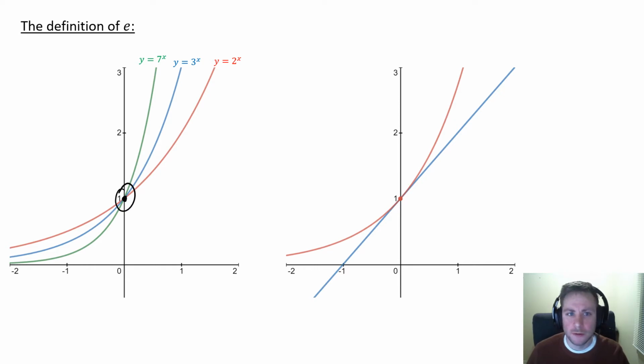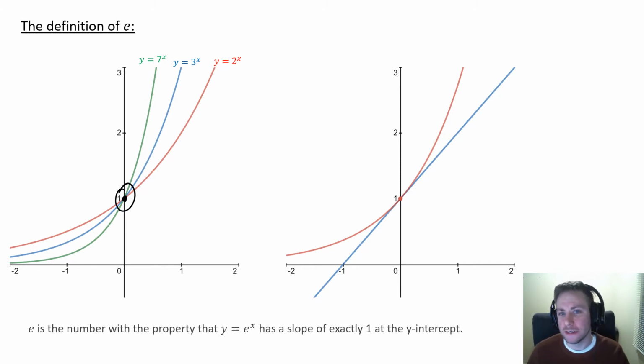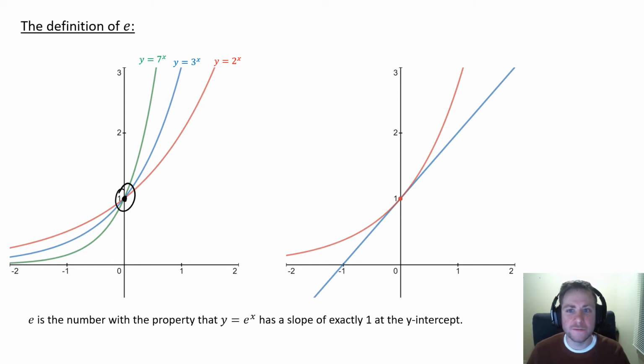point. And to make our study of exponential functions as simple as possible, we wish to consider a scenario where the slope of this tangent line is exactly 1. Because after all, a slope of 1 is as easy as it gets. And that's where we get the definition of a special number which we call e. e is defined as the number with the property that y equals e to the x has a slope of exactly 1 at the y-intercept.